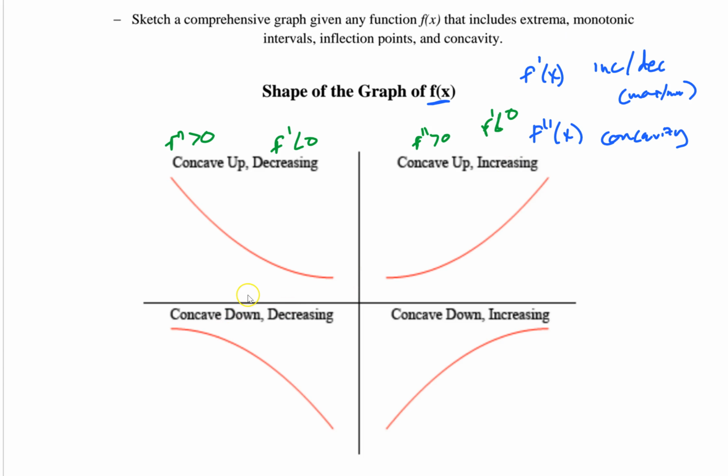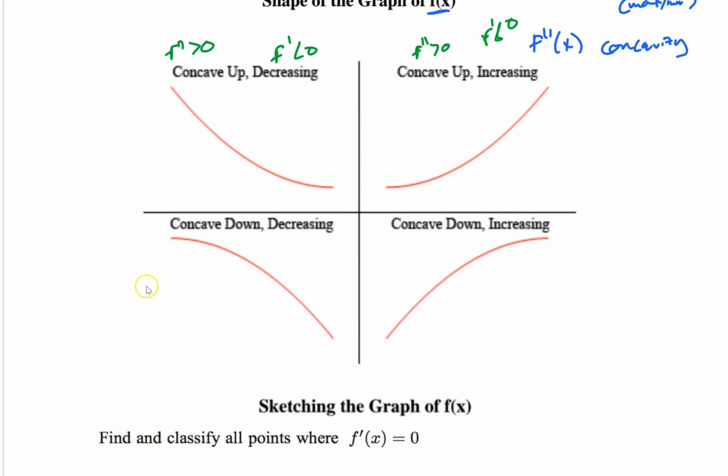You go down here, concave down, so that means the second derivative is negative, sorry. And it's decreasing, so the first derivative is negative also. See how it's like opening down and going down? Where this one, concave down and increasing, it's opening down, but it's going up from left to right. So this is second derivative negative, and first derivative positive.